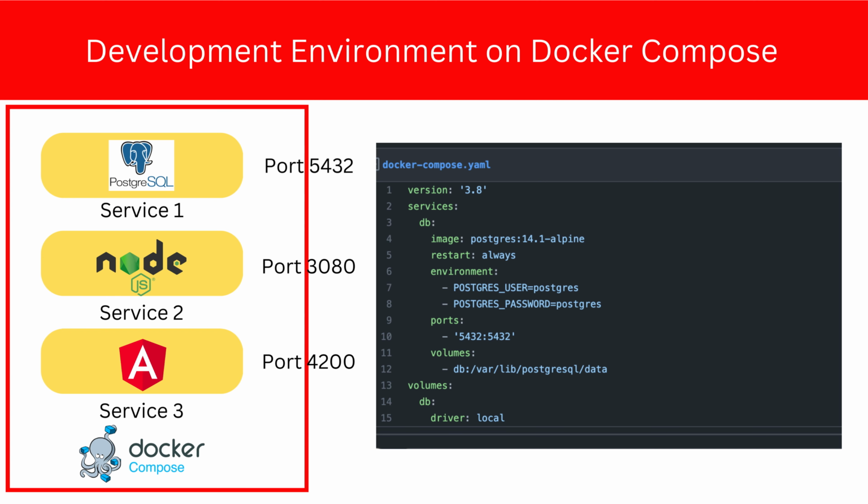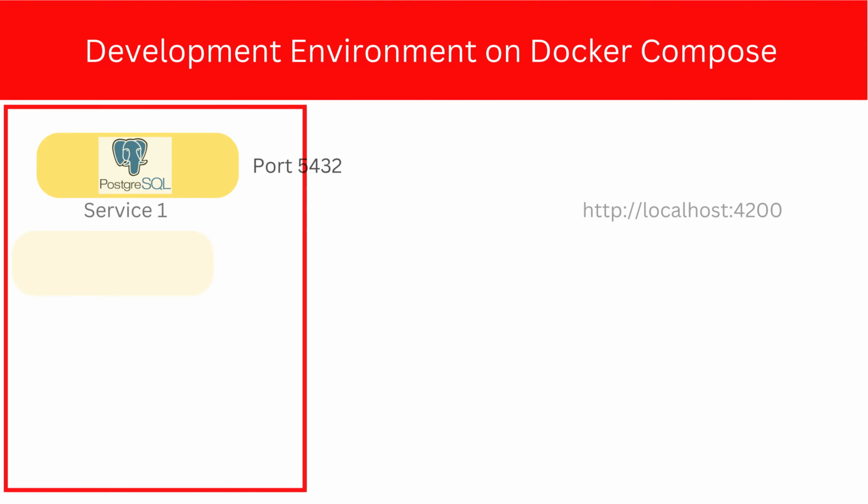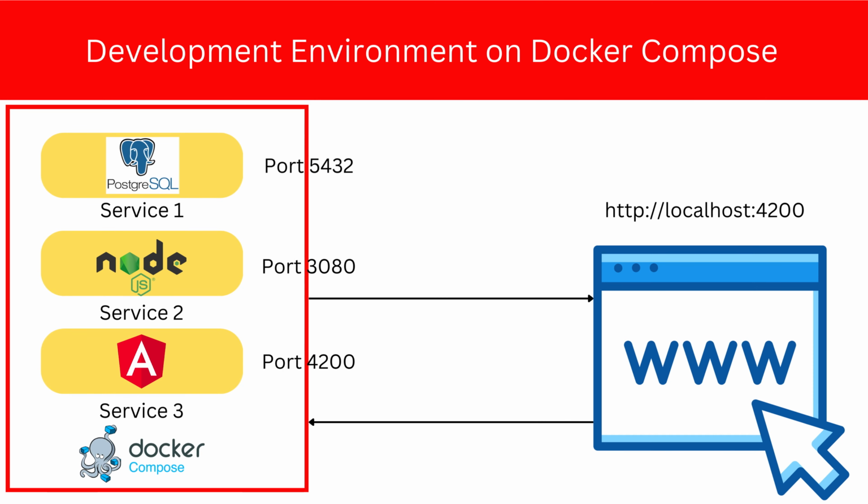When you run the command docker compose up, it will create all these services and run them as containers, so that you can run your full stack web application on your local machine. As you can see in this picture, the whole application is running on your machine without installing any other stuff. Basically, all you need is to install Docker and have a Docker Compose file. When you hit the docker compose up command, it will create all these services.